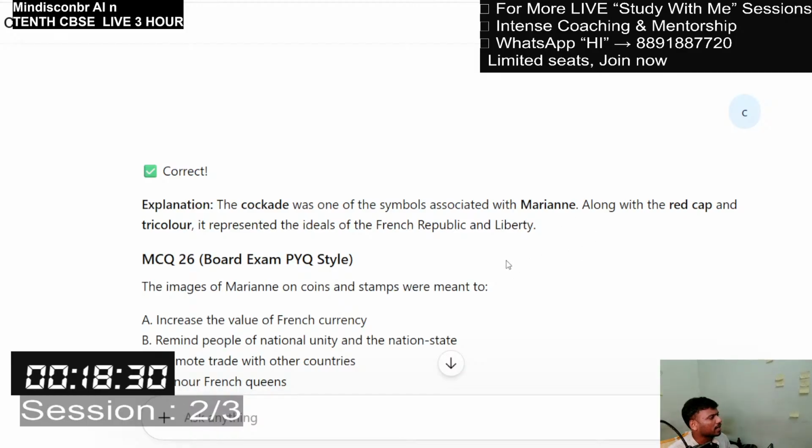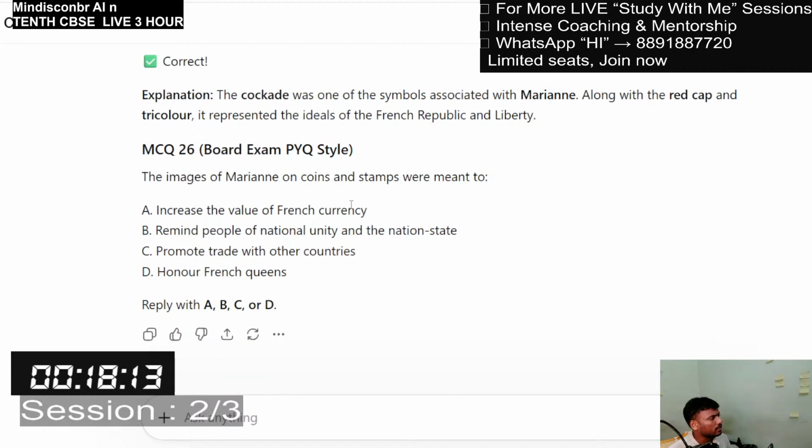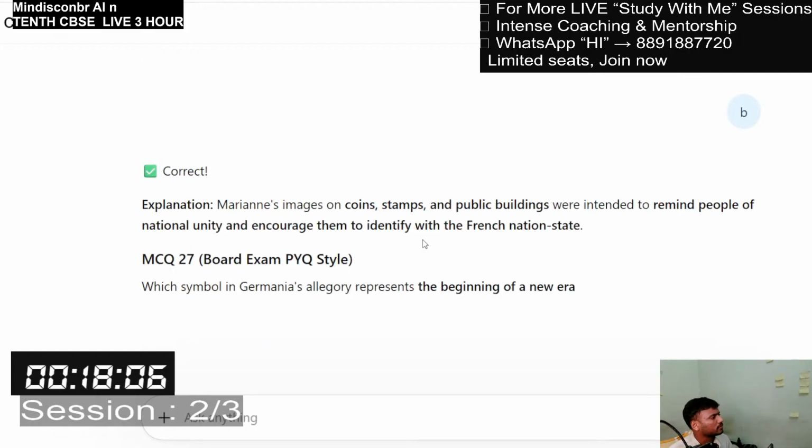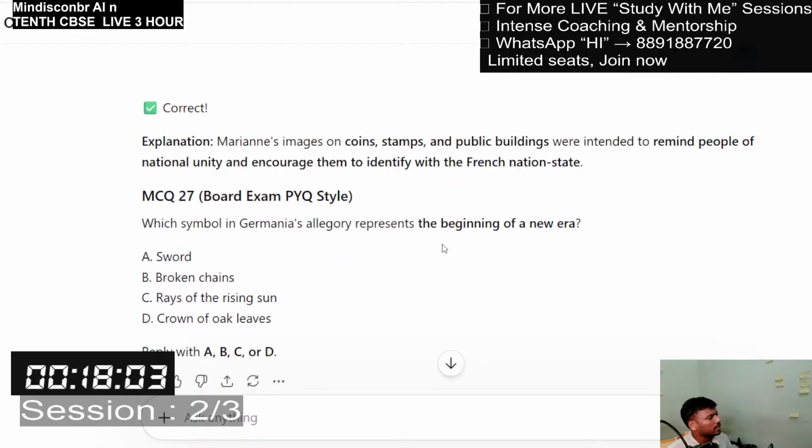The images of Marianne on coins and stamps were meant to increase the value of French currency, remind people of national unity and the nation state. B. Which symbol in Germania's allegory represents the beginning of a new era? The rising sun.